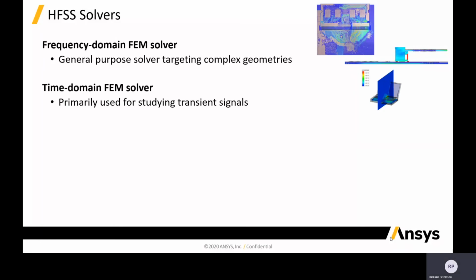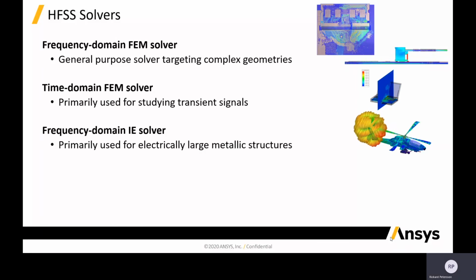Then we have a time domain finite element solver. It's also general purpose, but it's best suited for studying transient signals, as you see here. We have an incident wave impinging on a laptop to study, for instance, EMC effects.